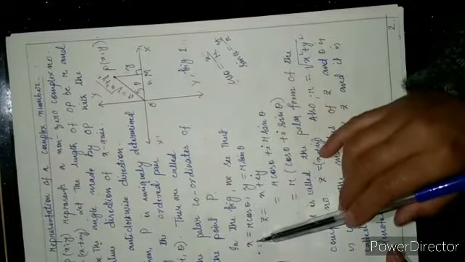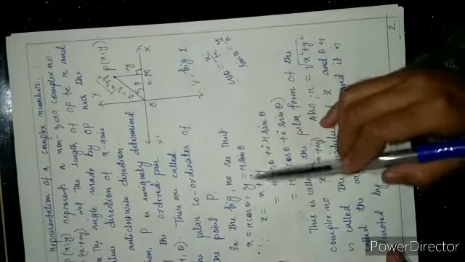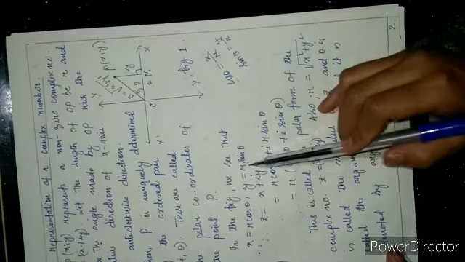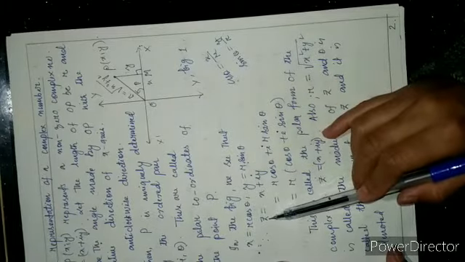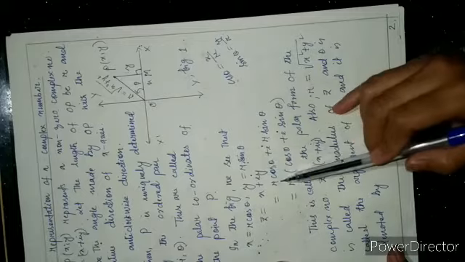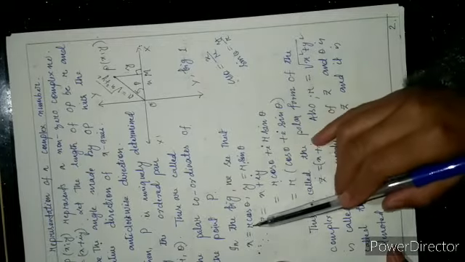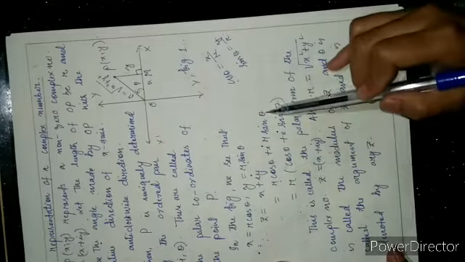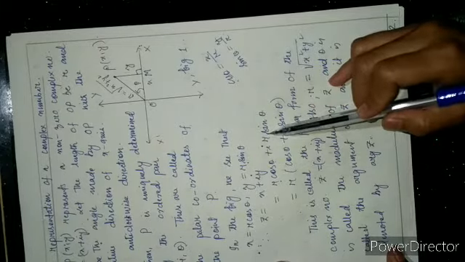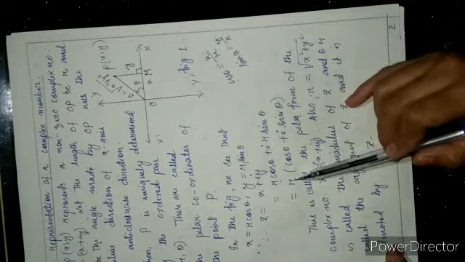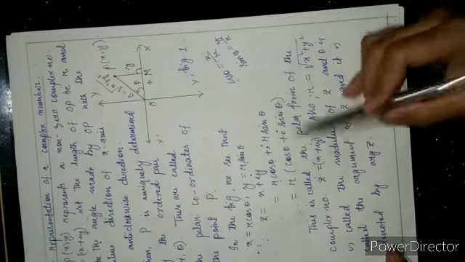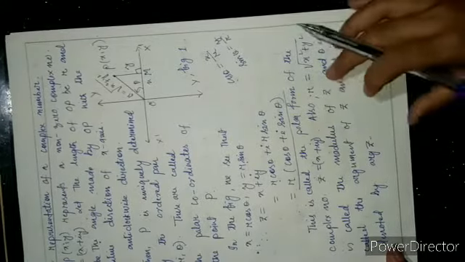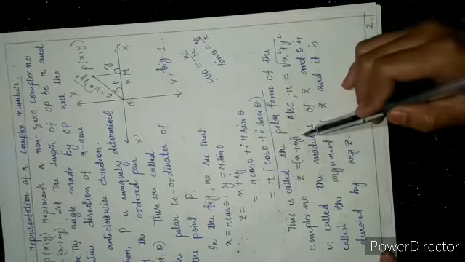In the figure, we see that x is equal to r cos theta and y is equal to r sin theta. And therefore, the complex number z equal to x plus iy can be represented as, replacing x by r cos theta and y by r sin theta, r is common to the first term and second term, and we have r(cos theta plus i sin theta). This representation is called the polar form of the complex number.